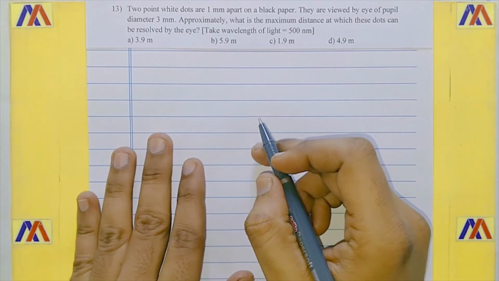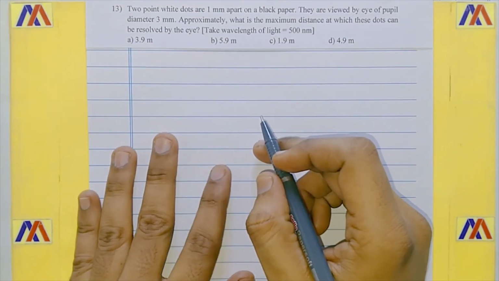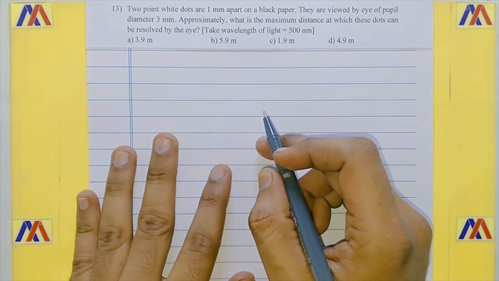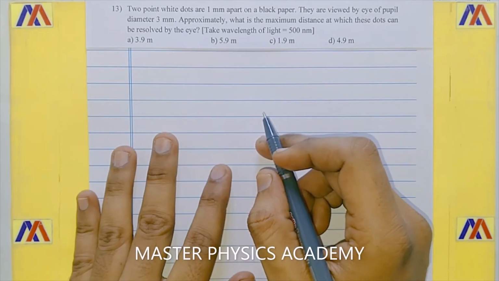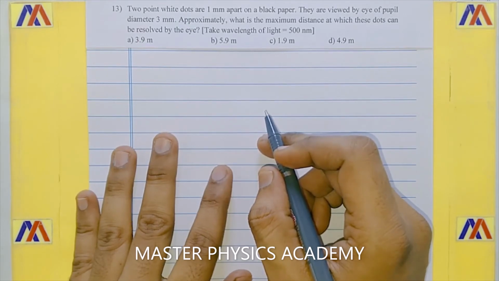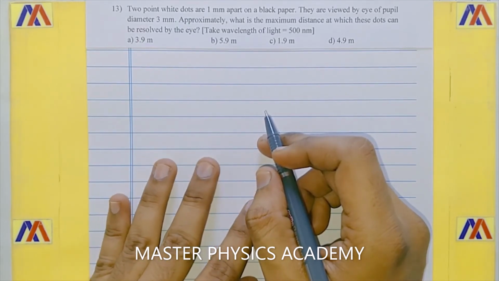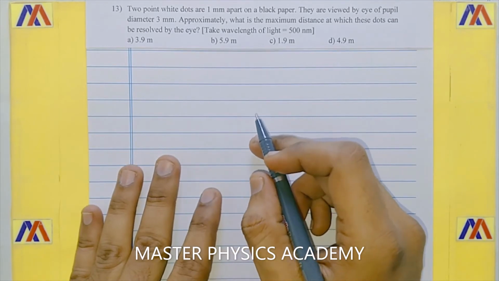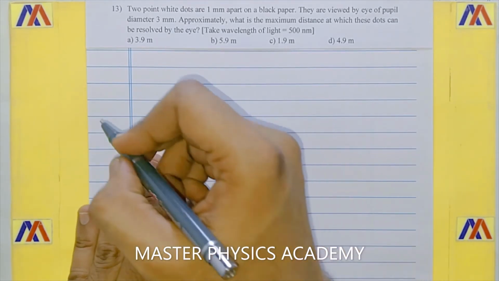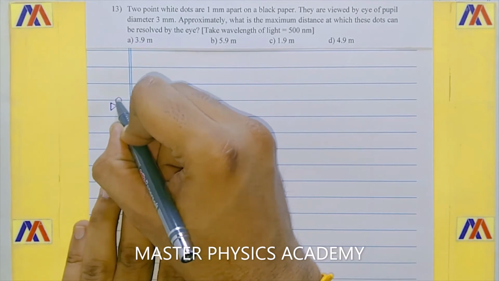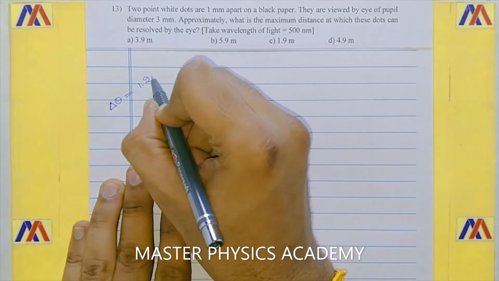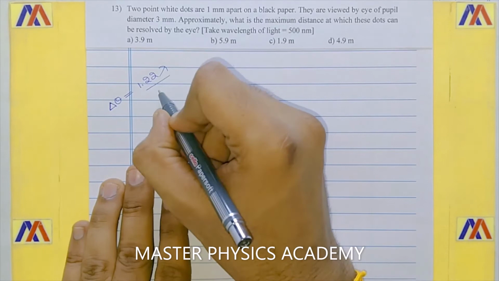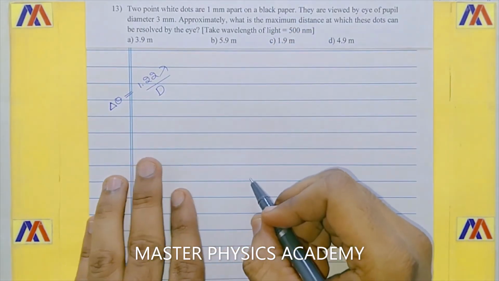2 point white dots are 1 mm apart on a black paper. They are viewed by an eye of pupil diameter 3 mm. Approximately, what is the maximum distance at which these dots can be resolved by the eye? Take wavelength of light equals 500 nanometer. The eye is similar to a telescope whose limit of resolution is given by 1.22 lambda divided by the diameter of the telescope.